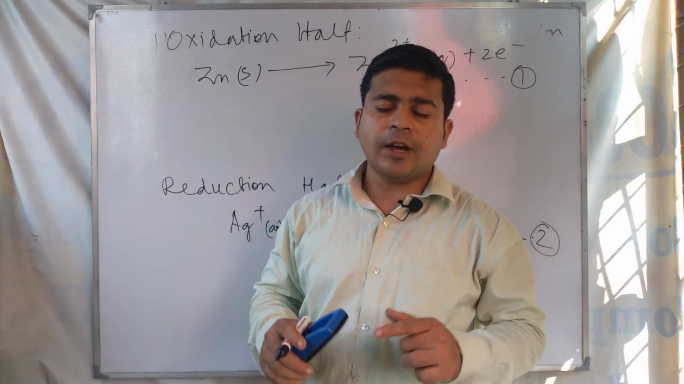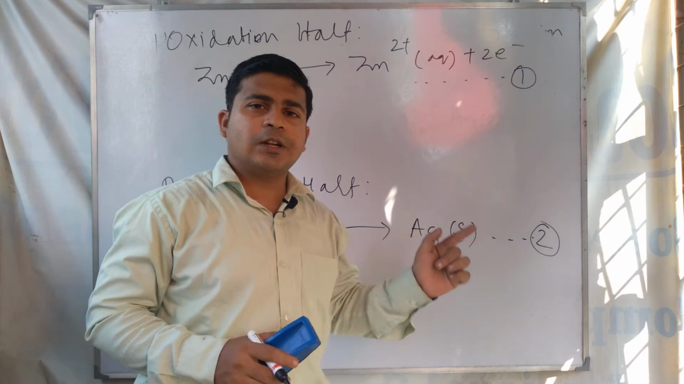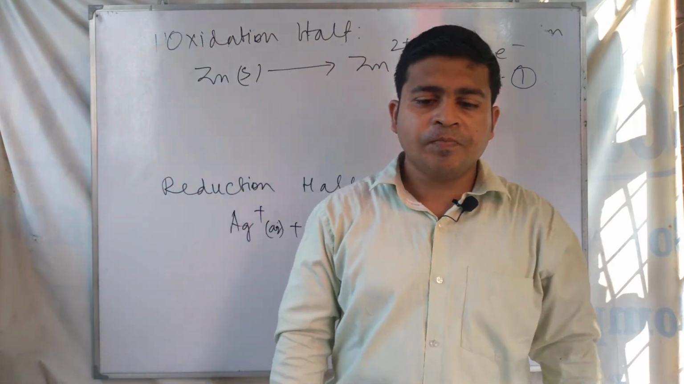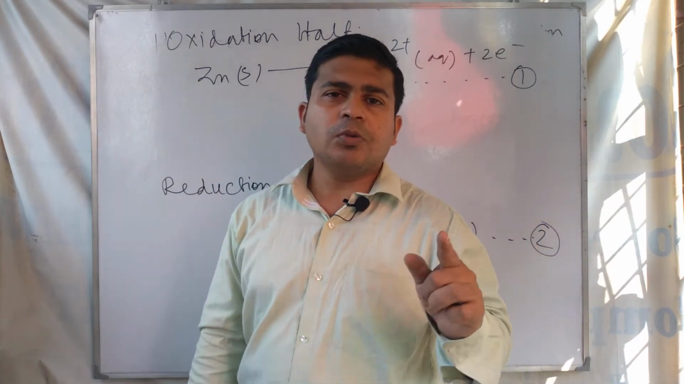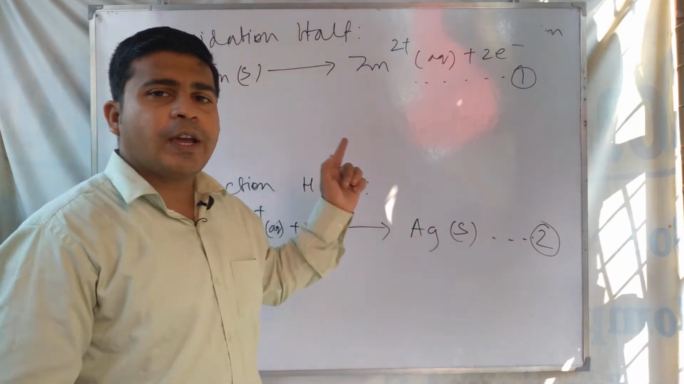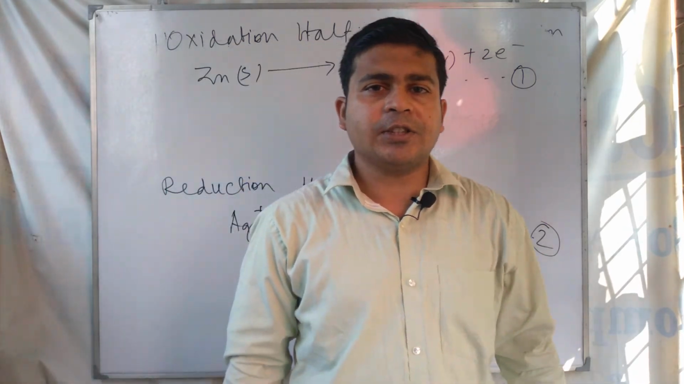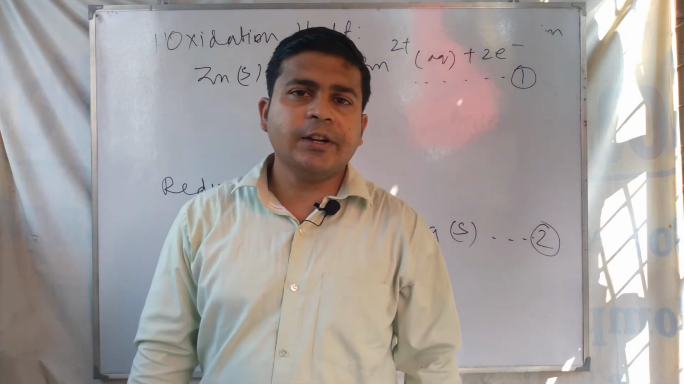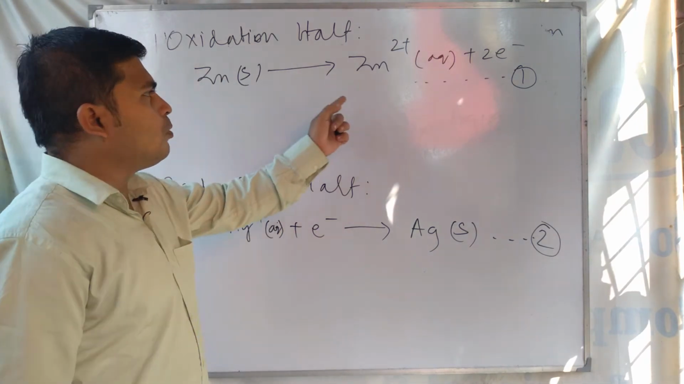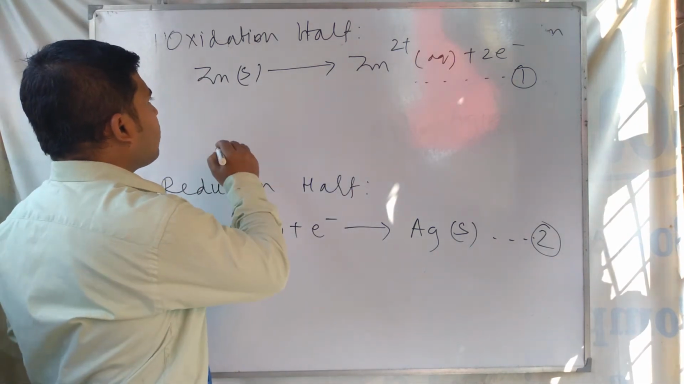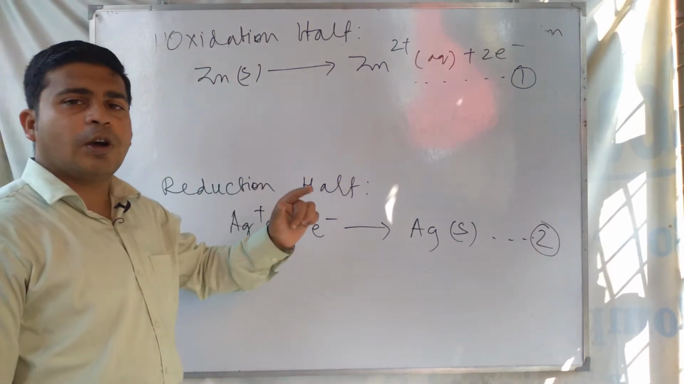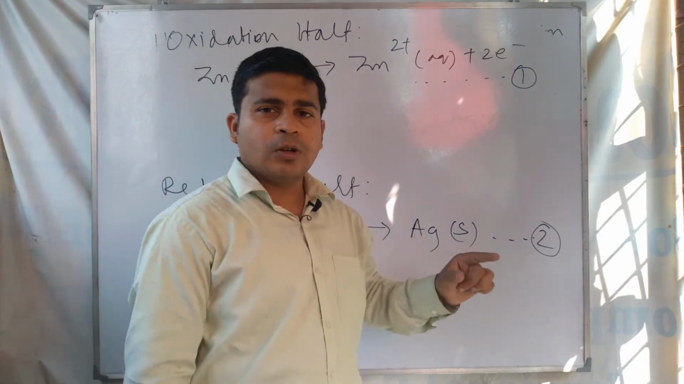Overall cell reaction means the sum of the two individual half cell reactions. When we sum these two half cell reactions, we can find the overall or net cell reaction. Right now we find the net cell reaction for these two half cell reactions. For the net cell reaction, what you have to do at first is equalize the number of electrons.